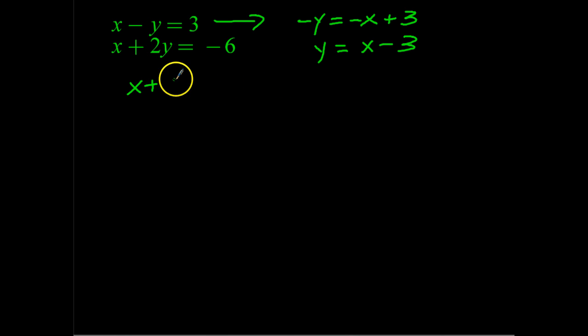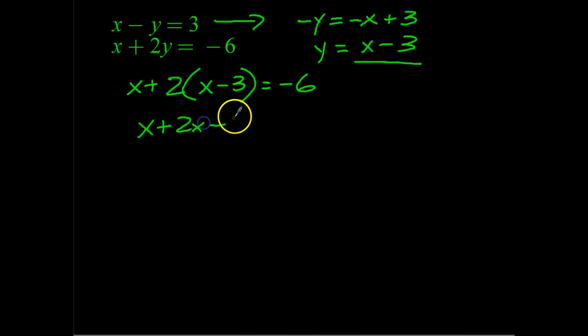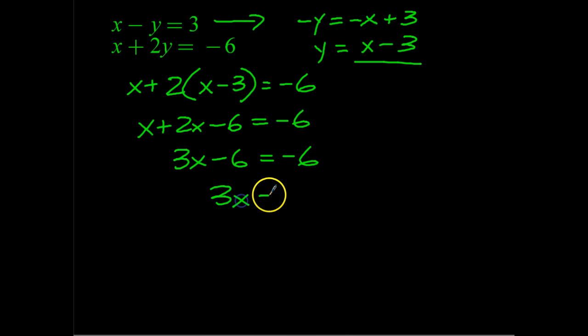So x plus 2 times whatever y is, and we know that y is x minus 3. So x plus 2 times x minus 3 is equal to negative 6. And I get x plus 2x minus 6 is equal to negative 6. So 3x minus 6 is equal to negative 6. Add 6 to both sides. You get 3x is equal to 0. x is equal to 0.